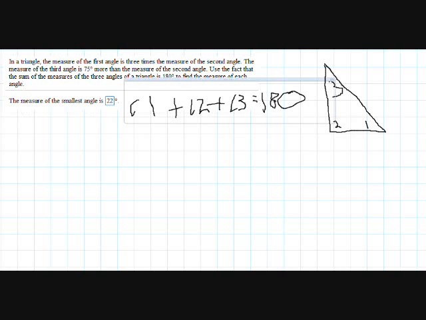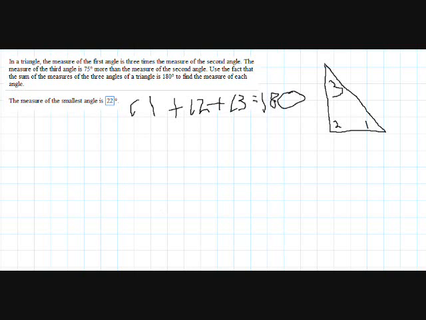So let's look at where it says it. It says it right here in this sentence. The sum of the measures of the three angles of the triangle equals 180. And that's true for every triangle. They said it here, but that's true for any triangle.